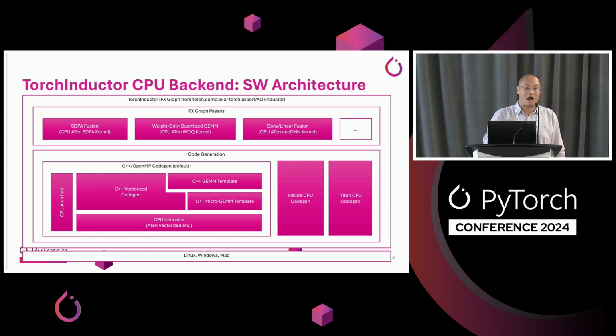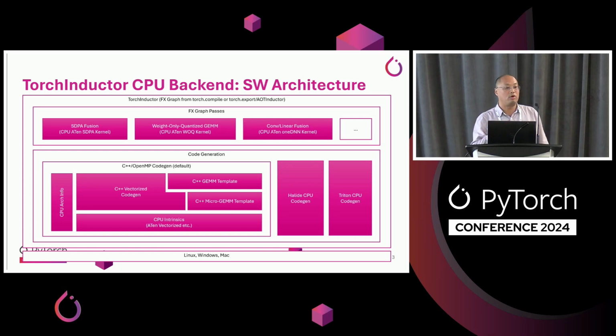Then the FX graphs are further lowered to the Inductor loop-level IR, which the code generation module uses to generate code. There are three code generation backends. The most complete and best performing backend is the CPP OpenMP backend, which generates CPP code and leverages OpenMP to do the parallelization.